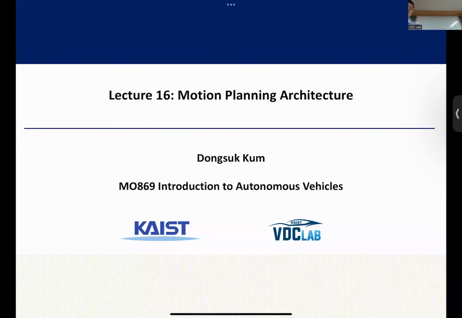So this week we started the motion planning module, and starting with lecture 15, we introduced you to some of the definitions and coordinates we need to understand for motion planning. And I think the last section last time was motion planning architecture. Today, I'm going to cover the architecture a little bit more in depth.